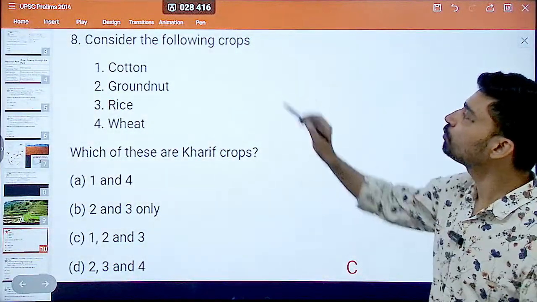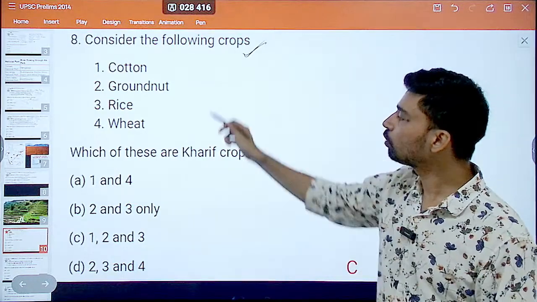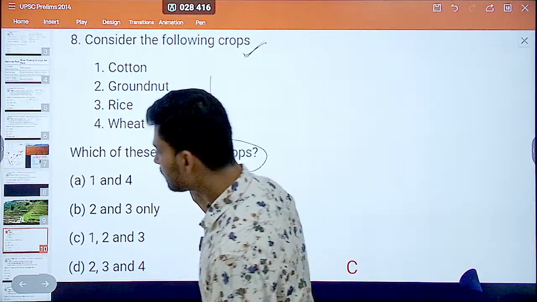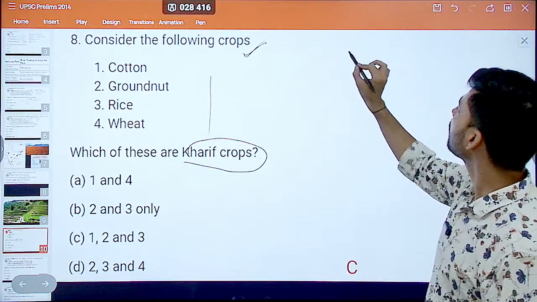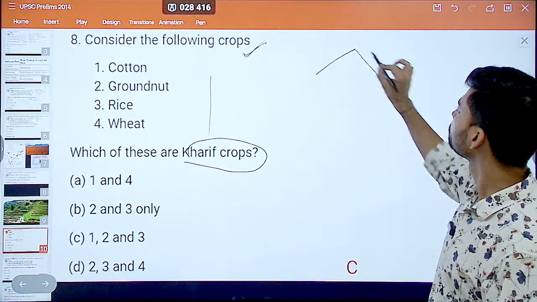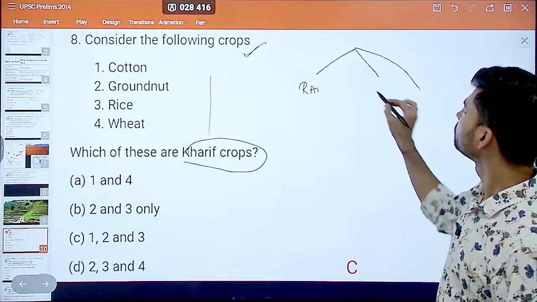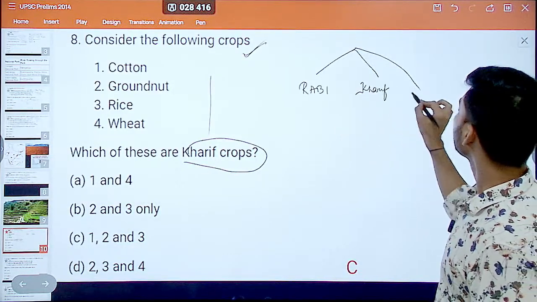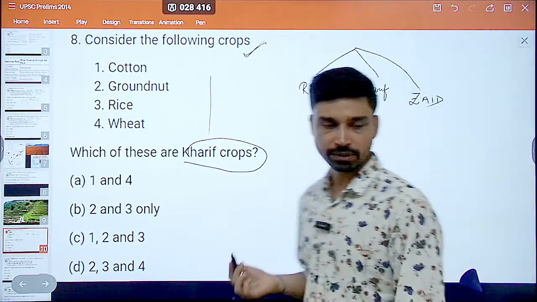Now again, next question is related to crops, the agriculture sector, where 4 crops are given, and the question has been asked: which of these are kharif crops. Now we know that in India the cropping seasons are classified into 3 categories. First, Rabi crop, second is kharif crop, and third is called Zaid cropping season.